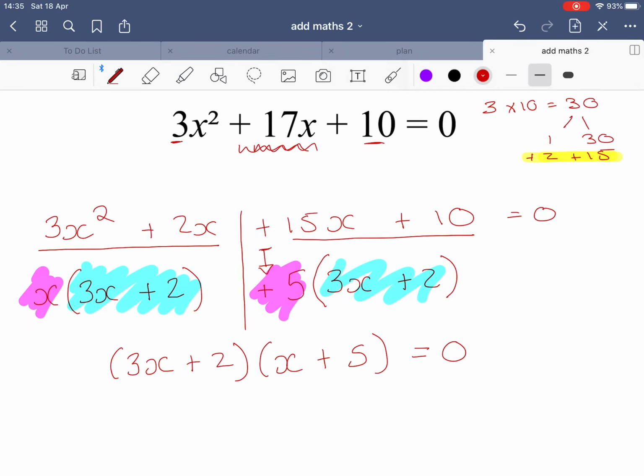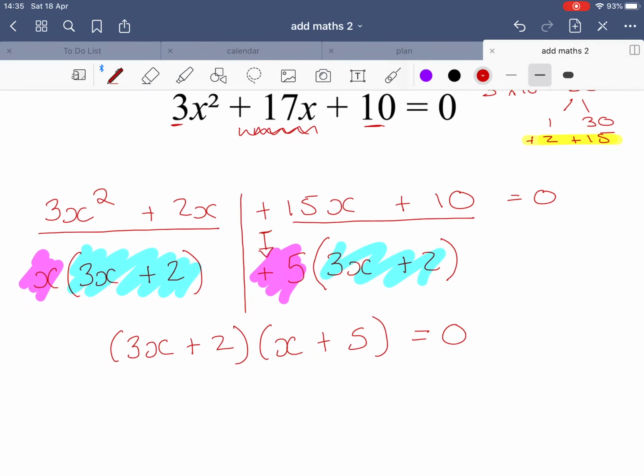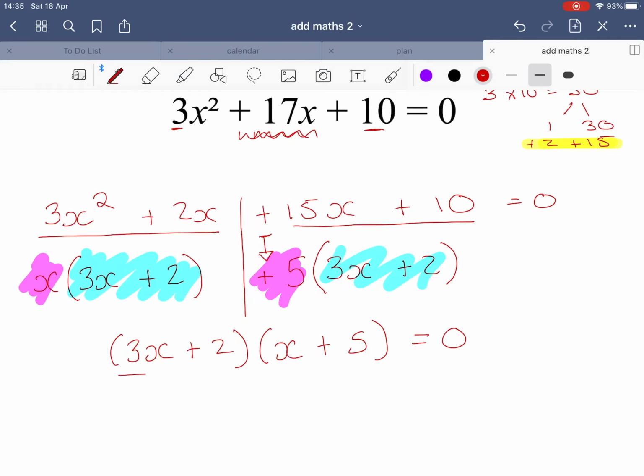So like I said, this is now going to solve it. So this now equals 0. So you need an answer now for your x. What you want to do is take one bracket at a time. So if we first have this one, make it equal to 0. So 3x plus 2 equals 0. You just want to rearrange it so you've got x equals something. So first step I want to do is take away my 2. So 3x would equal minus 2. Then I want to divide by 3, so x would be minus 2 over 3.